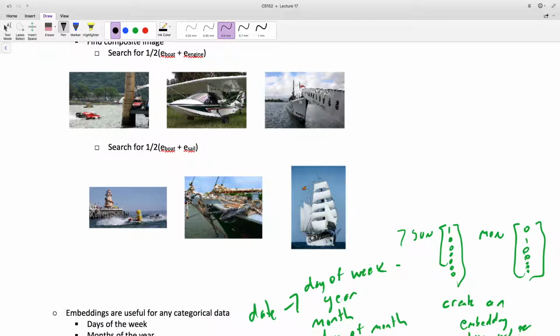Questions? So right, just because embeddings are used for words doesn't mean we can't bring them in to other problems. All right.